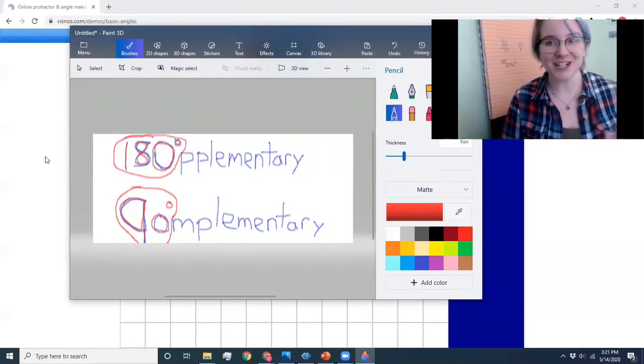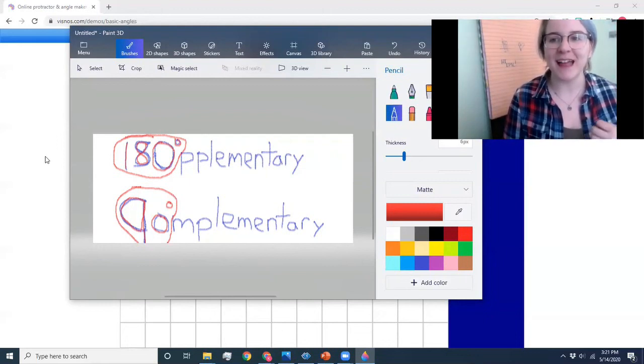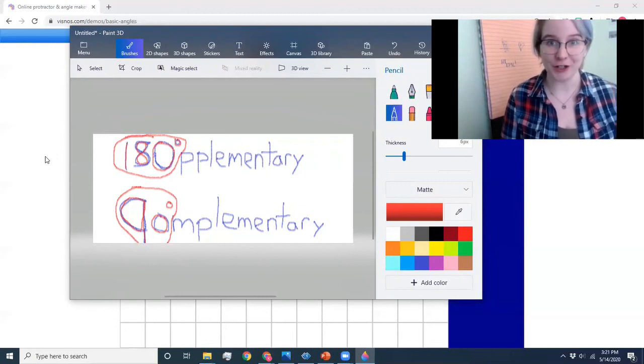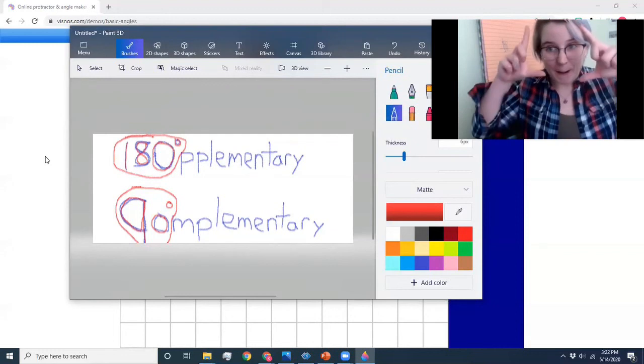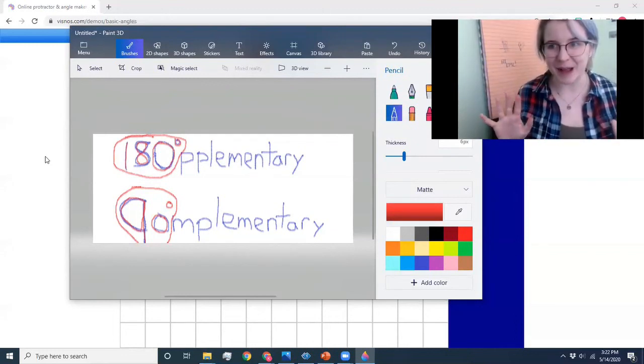Now, I have attached a worksheet to this video that will help you practice on your own identifying the different types of angles. Go ahead and complete that on your own as best you can, and take a pic and send it on over, and I cannot wait to see what you guys have learned.